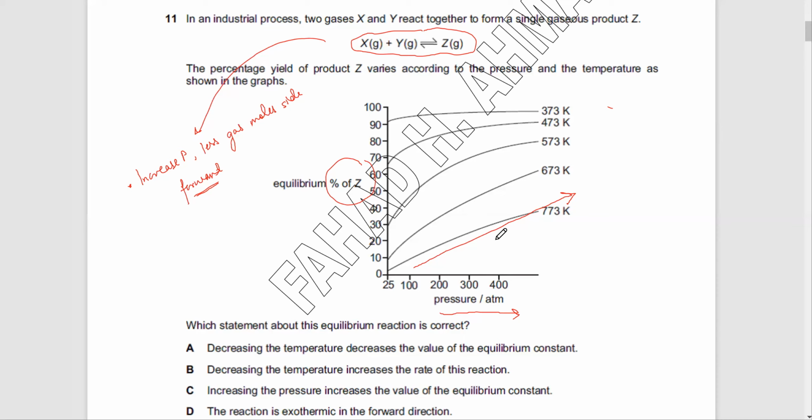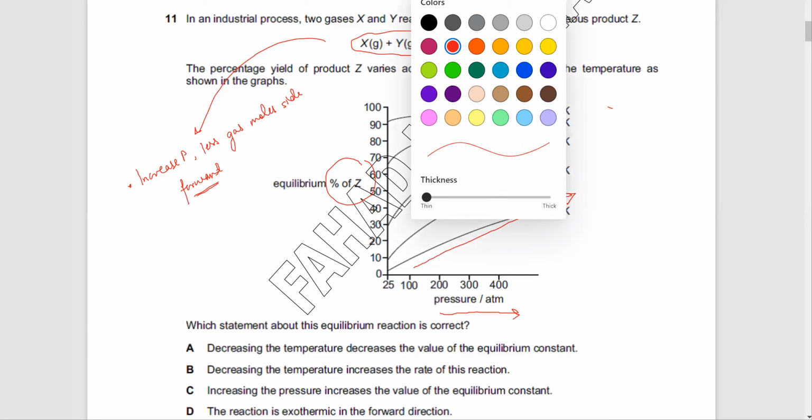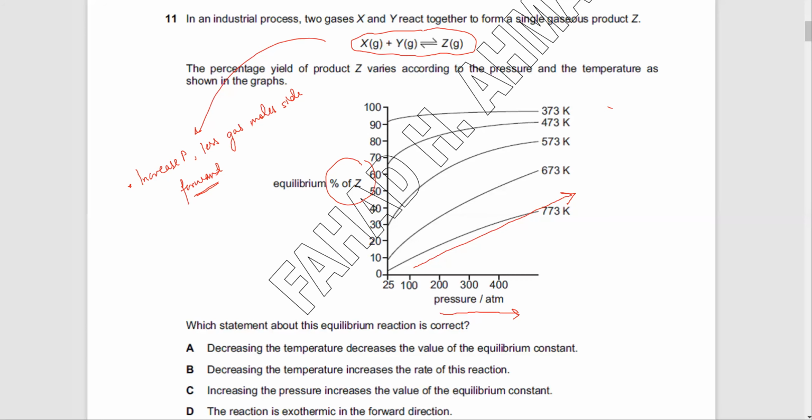And based on this graph, we're going to figure out whether this reaction is endothermic or exothermic. I'm not even going to look at the options right now, whether the options have anything to do with this or not. I'm just trying to figure out how to interpret the graph. The graph gives you a relationship between pressure and the percentage of Z, and it also gives you a relationship with the temperature. There are multiple graphs given, so your temperature is decreasing.